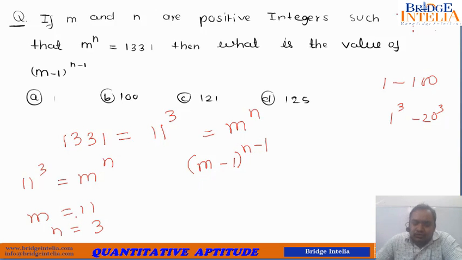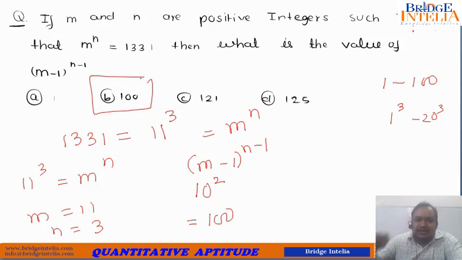You know that m is equal to 11 and n is equal to 3. You have guessed that out, which fits the description. If it fits the description, then what's the problem? So 11 minus 1 is 10, n minus 1 is 2, so 10 square, answer is 100. So this is what is meant by guessing your way out. You don't need to actually solve this.